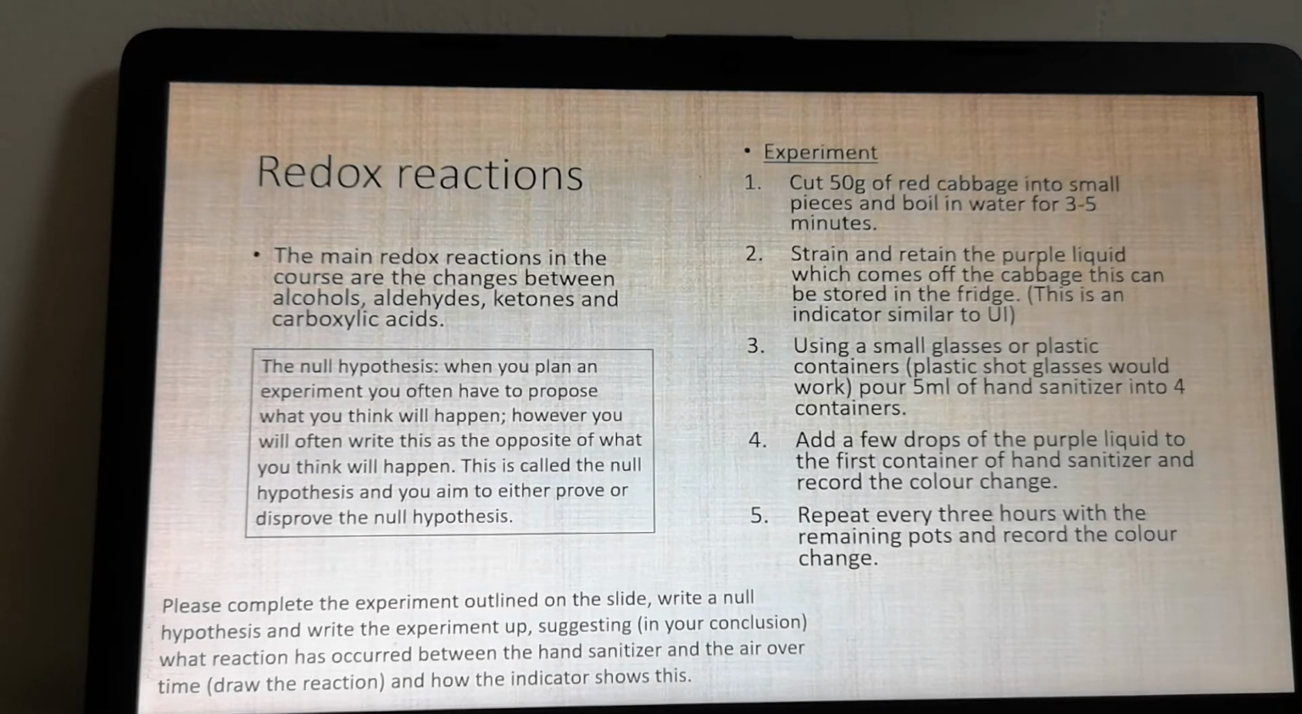If you have any questions about that, please email me, because I would really like for you to do this, and I'm really interested to see the result. I actually wasn't able to complete it myself because my red cabbage disappeared. So I'm really interested to see results. Did it change at all? Did it not change? And see if it works with something with such a high percentage alcohol in it.